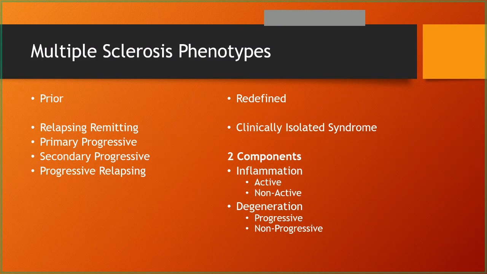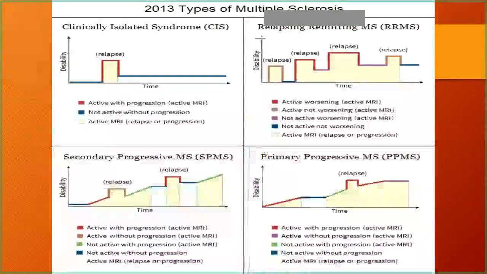is, does that person have active inflammation? And the answer is yes or no. Does that person have active degeneration or progressive disease? Yes or no. I didn't really create a slide, but that becomes a quadrant box. You have multiple sclerosis, active, yes or no, progressive, yes or no, and that can label any individual's phenotype of multiple sclerosis.